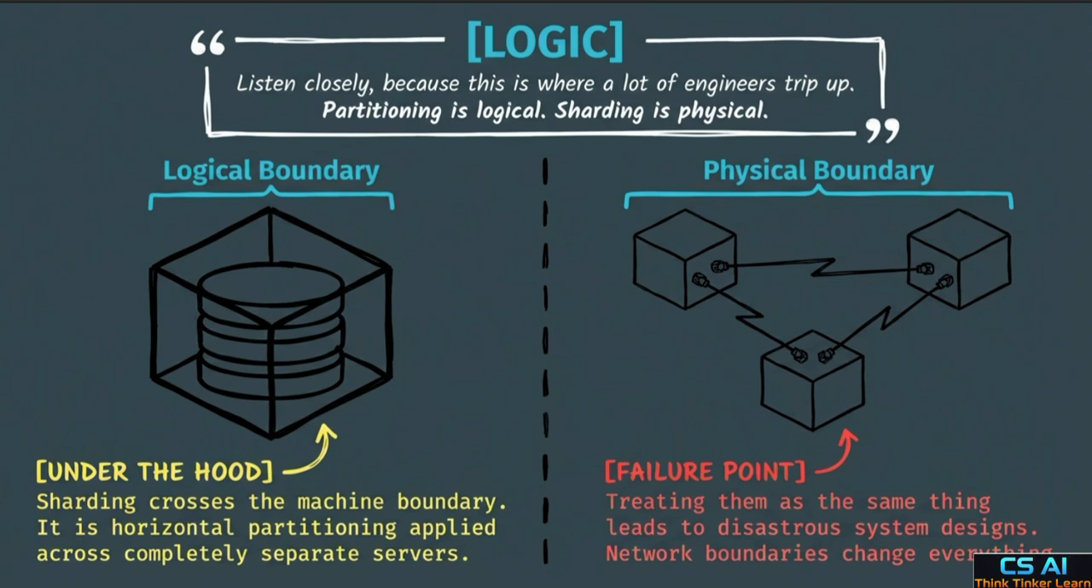The failure point is that treating them as the same thing leads to disastrous system patterns. The network boundary changes everything, introducing complexity that logical partitioning doesn't even face.